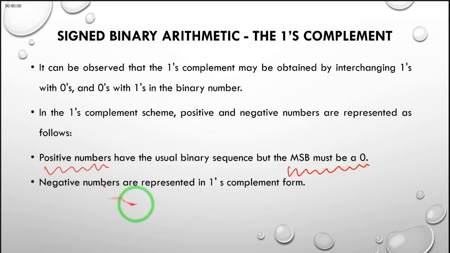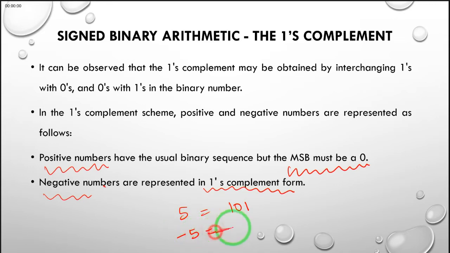But the negative numbers are represented by its ones complement. So for instance, if you have a 5, 5 will not be changed. We'll only use its ones complement when we want to represent minus 5. That is when we will have this ones complement, and as we have seen here, you interchange every bit. So if it is a 0 it becomes a 1 and a 1 becomes a 0. Therefore, this number will represent negative 5 and this number will represent a 5.